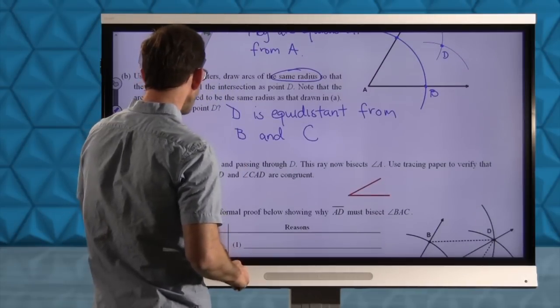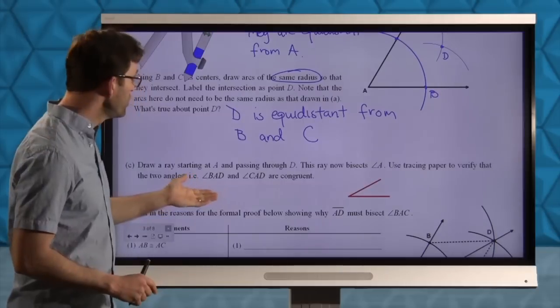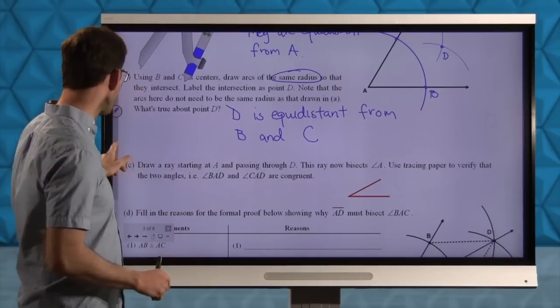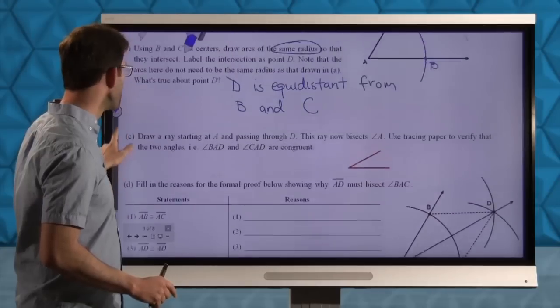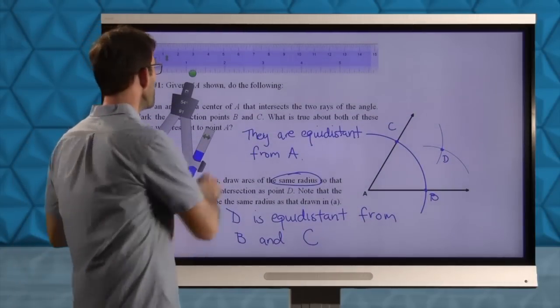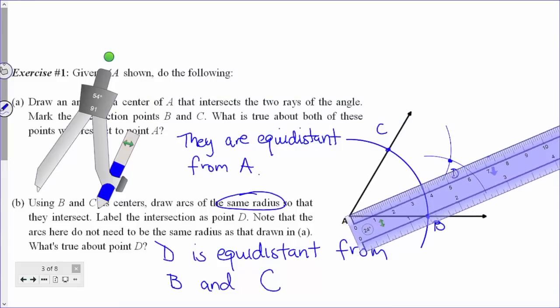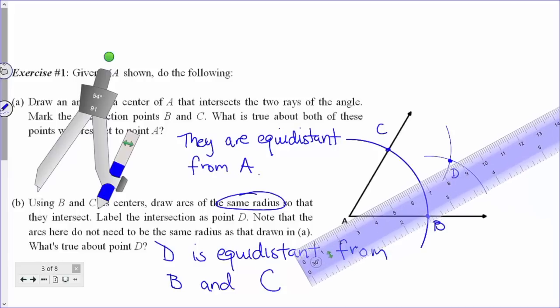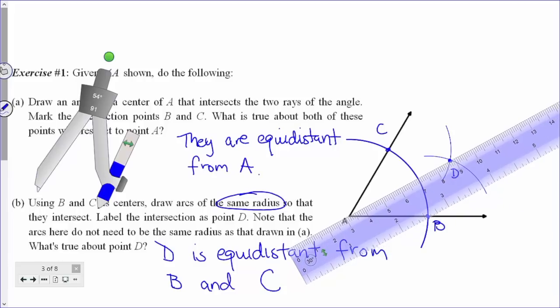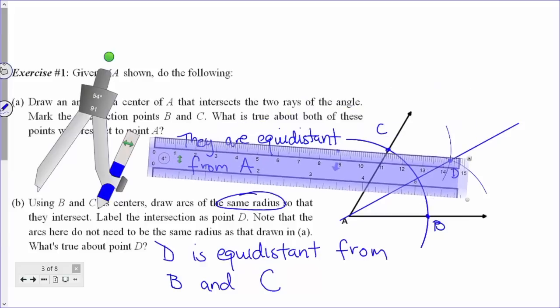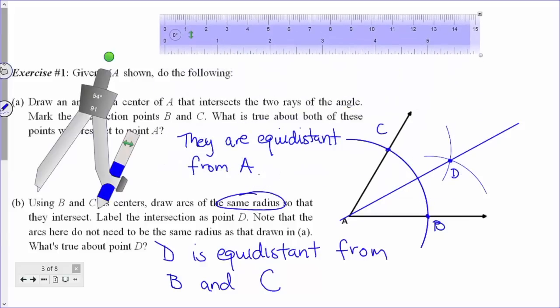Final piece, draw a ray starting at A and passing through D. This ray now bisects angle A, and then we'll verify that using some tracing paper, or what I use as tracing paper. So I'm going to bring my ruler down, I'm going to put my 0 mark at A, rotate it around so that it passes through D, and there we go. Move my ruler out of the way. I claim now that ray AD, or line AD, bisects that angle.